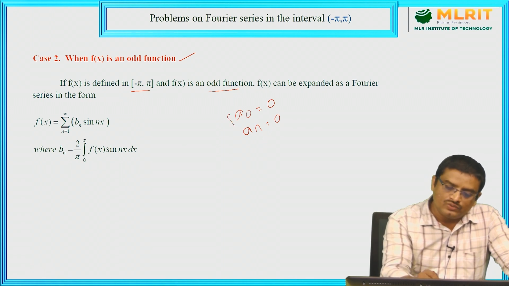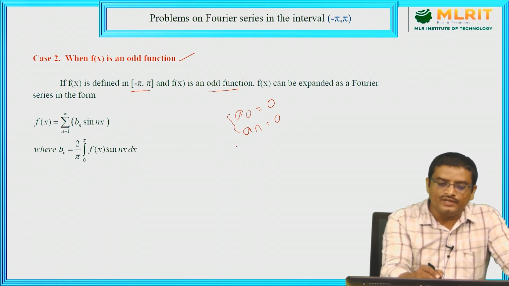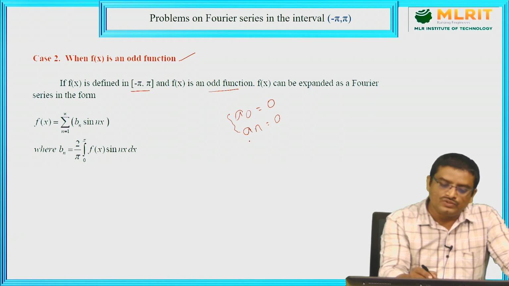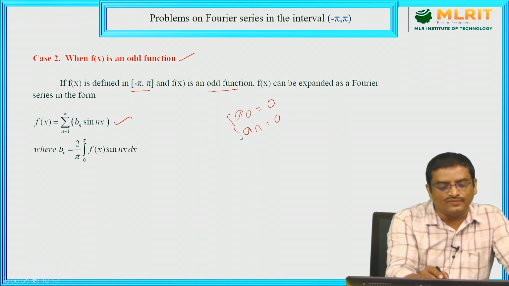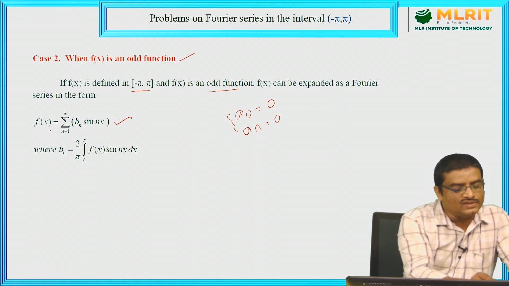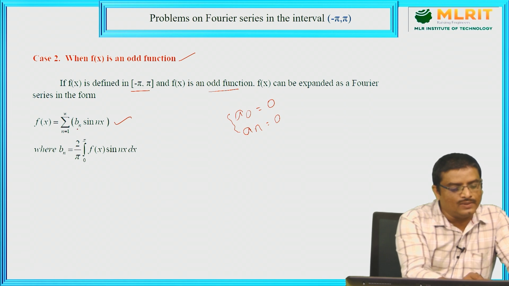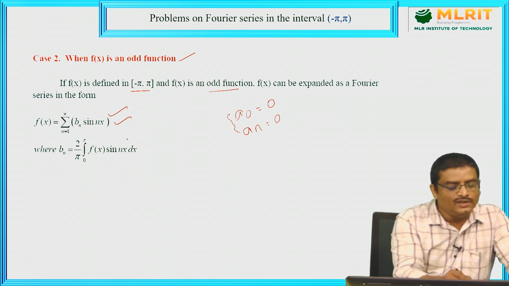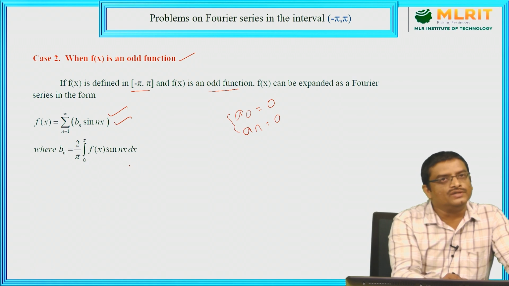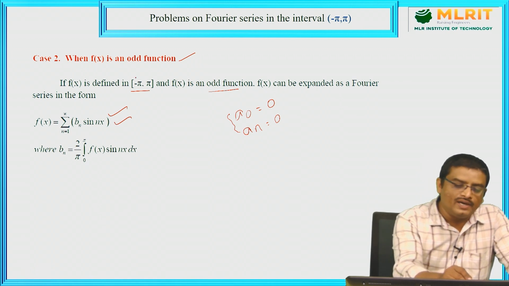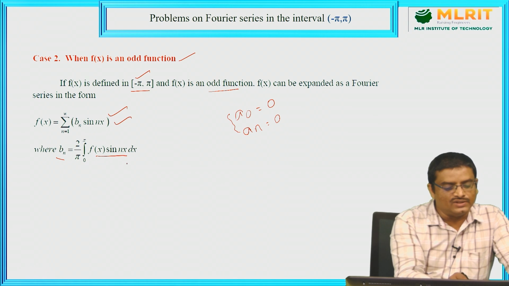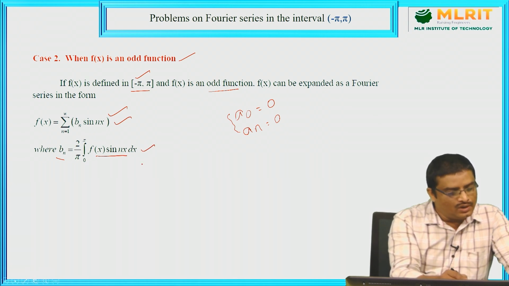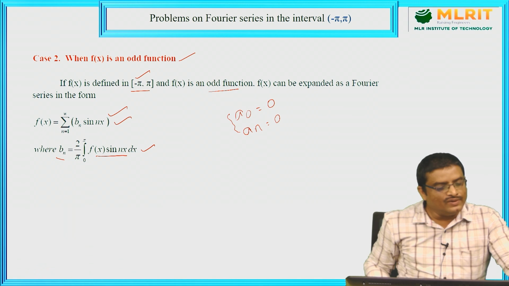Since these two coefficients are equal to 0, in our Fourier series formula the first two terms become 0. So only the remaining term is our third term. By neglecting the first and second terms in the Fourier series expansion, we get f of x is equal to summation n is equal to 1 to infinity bn into sin nx. This is the standard formula to find the Fourier series for an odd function in the interval minus pi comma pi. And this coefficient bn is given by 2 by pi integral 0 to pi f of x into sin nx dx.